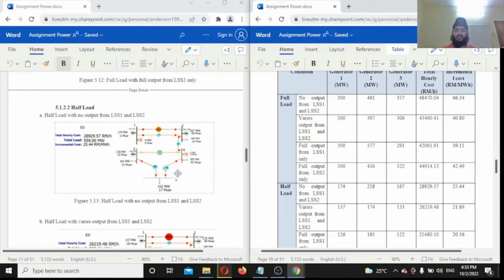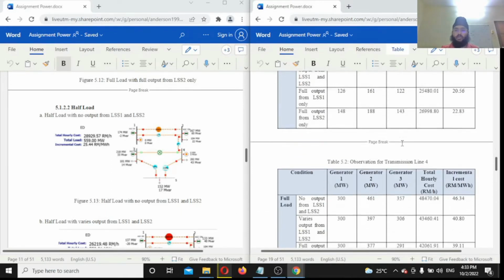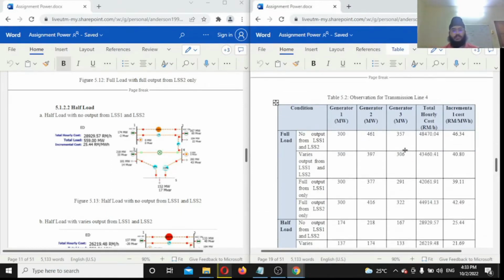Furthermore, with regard to the incremental costs, the same situation plays out over here as well, with the highest incremental cost coming when there's no output from LSS1 and LSS2 for both full load and half load, about 46.34 ringgit per megawatt hour for the full load, as well as 25.44 ringgit per megawatt hour for the half load. This is because all the power generation is coming from the generators instead of the large scale solar farms. Thus, the cost of the system increases drastically.